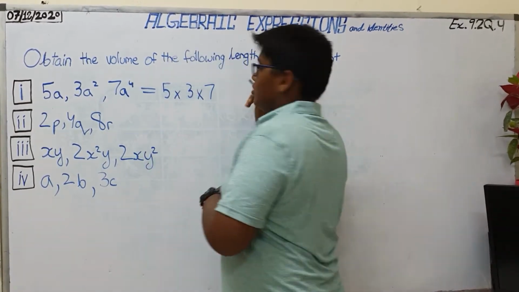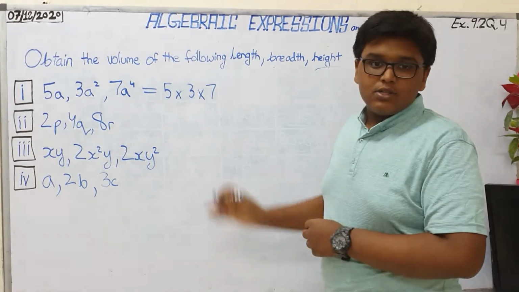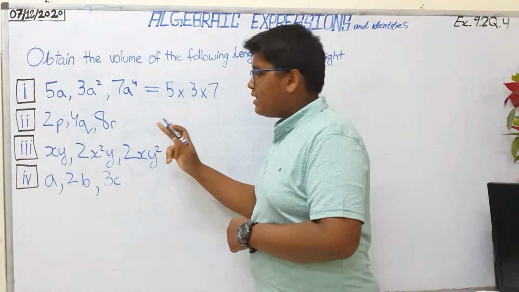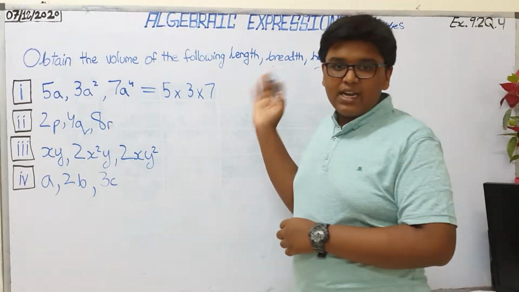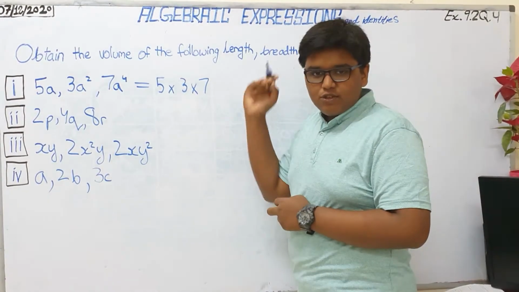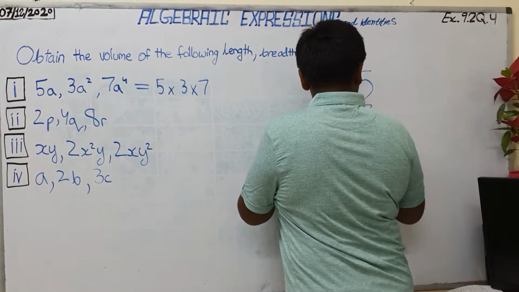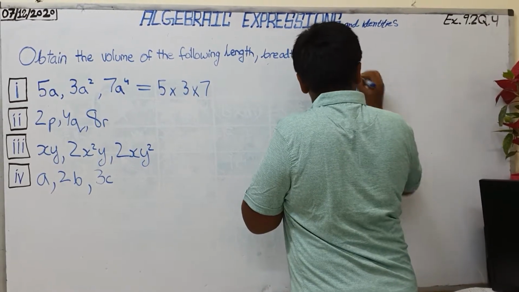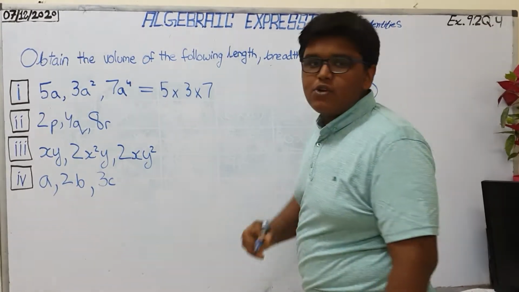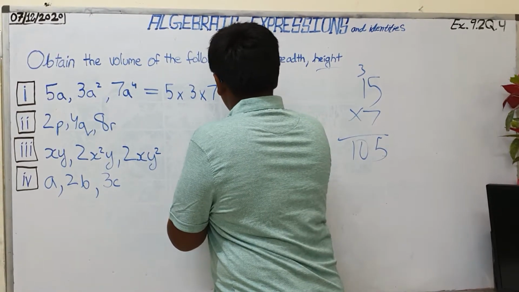Now we are going to multiply the length, breadth and height. So we are going to multiply all these. So think this, the 5 is length, the 3 is breadth and the 7 is height. Now let's multiply them. 5 into 3 is equal to 15 and 15 into 7. Let's do it. 15 into 7. 7 5s are 35. 7 1s are 7 plus 3, 10. So we have got 105.